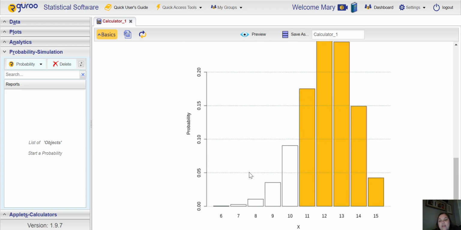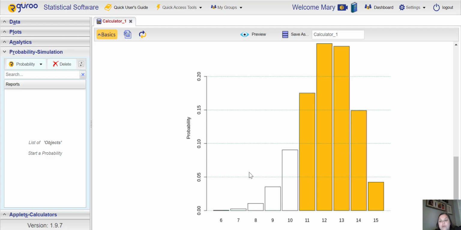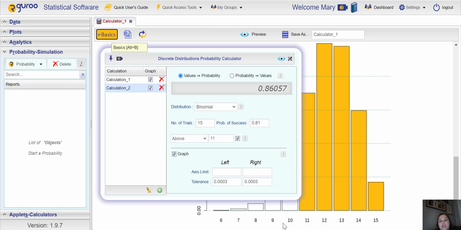But what I love is that it also gives you that visual so you can see when you find the probability and you've set it up, you can see what exactly has been added together by seeing what has been shaded. And if you look at it, you realize, oh, wait, I'm not supposed to include the 11. You can go back to the basics button and you can uncheck that box.